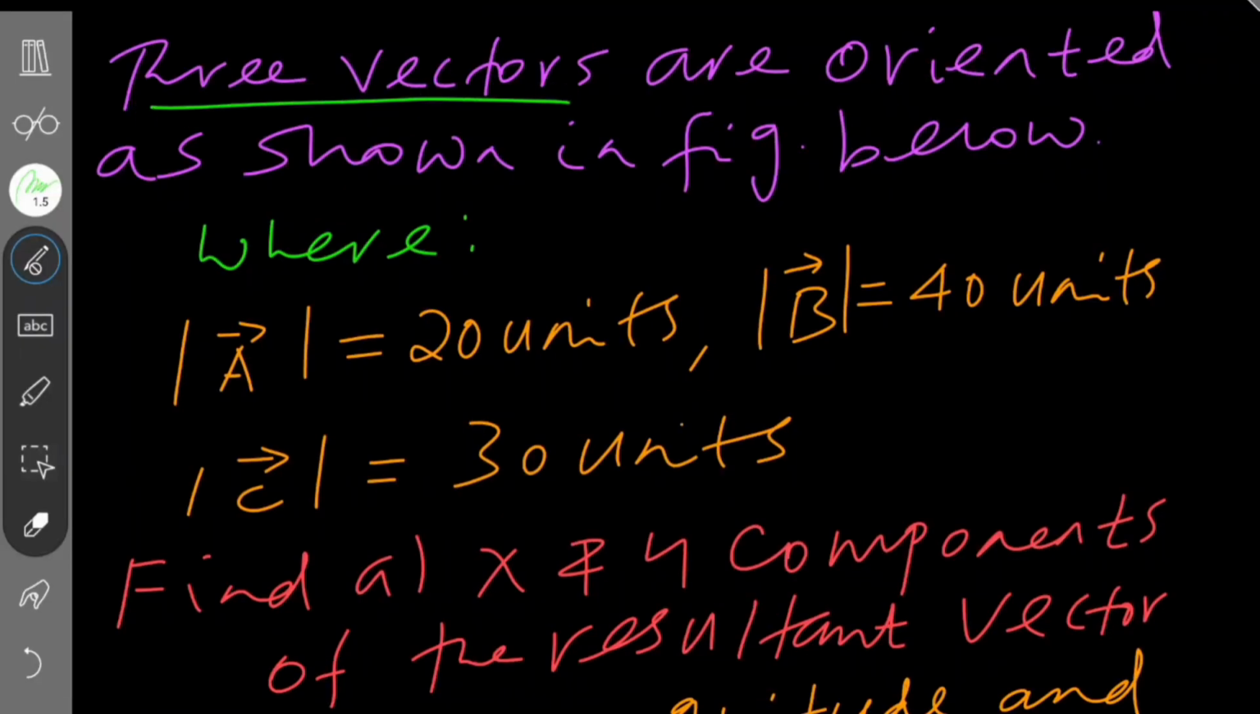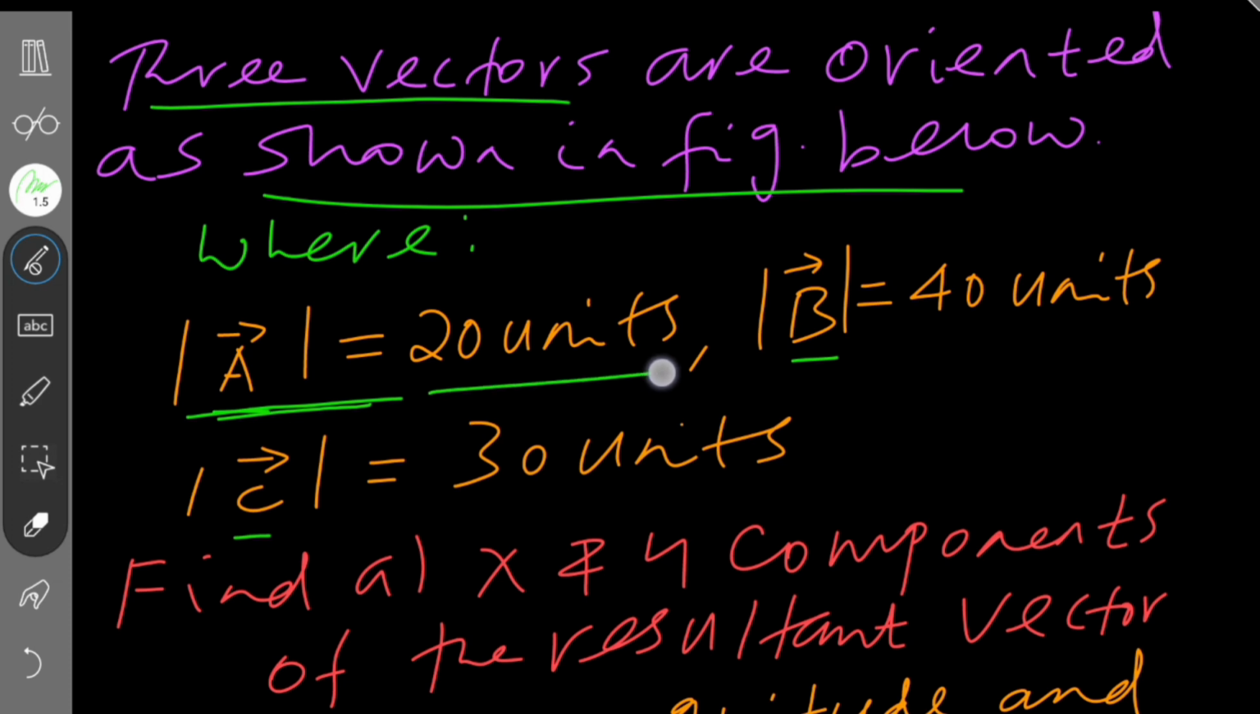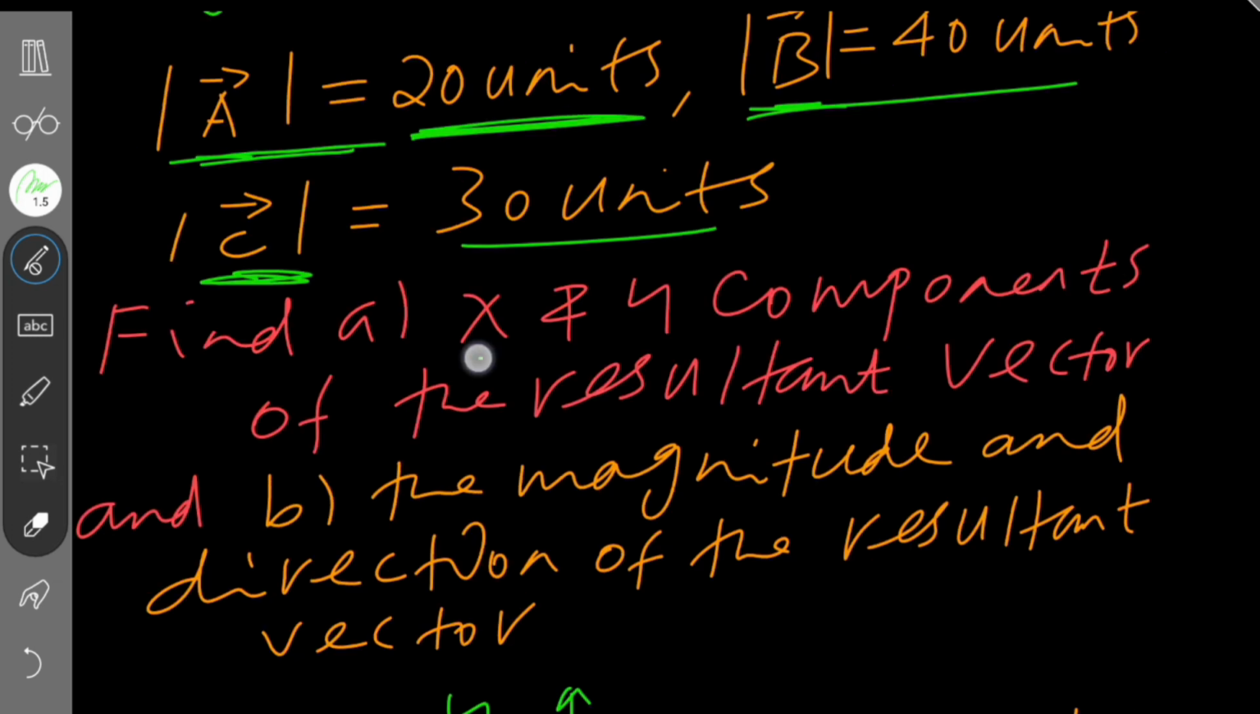Three vectors are oriented as shown in the figure below. Three vectors are given: vector a, vector b and vector c. The magnitude of vector a is 20 units, the magnitude of vector b is 40 units, and the magnitude of vector c is 30 units. Find the x and y components of the resultant from these three vectors. The magnitudes and directions of the three vectors are given, so what is the resultant?